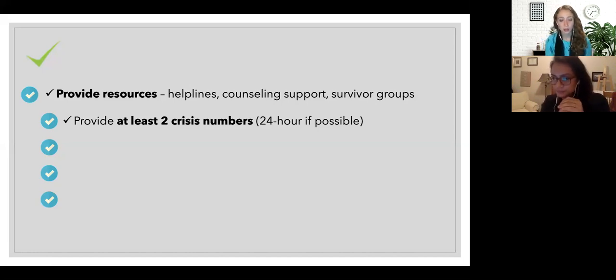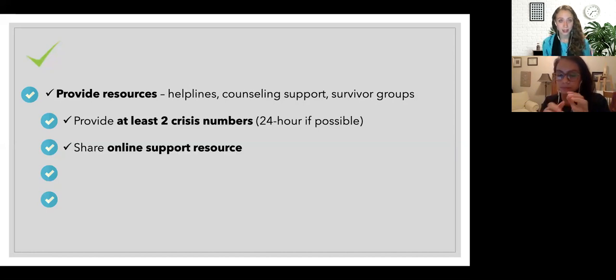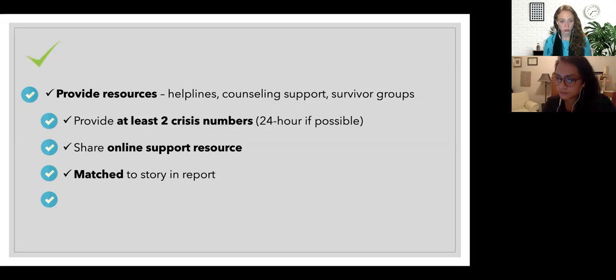If the story is online, be sure to link it directly to online support options, where they can click the link and go to the web page where they can receive support immediately. If you can, try to match the helpline or the service to the story. For example, there might be a resource for adolescent girls, if it's a story about an adolescent girl. You might or might not be able to do that, but if you can, it might be helpful.